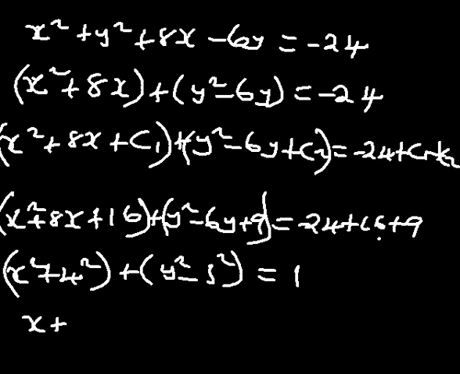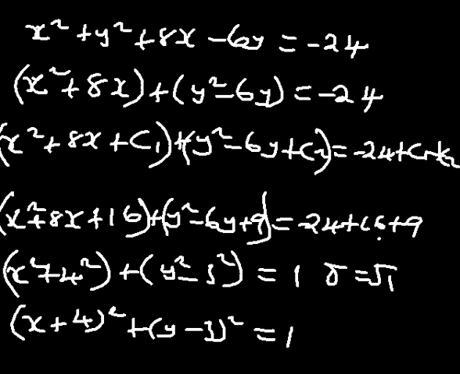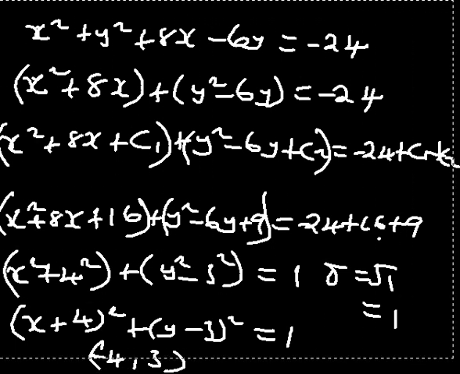Now we have x plus 4 to the power 2, plus y minus 3 to the power 2, which is equal to 1. So the radius is given as the square root of 1, which is equal to 1. The center is given as negative 4 comma positive 3. So that is how you have to understand that.